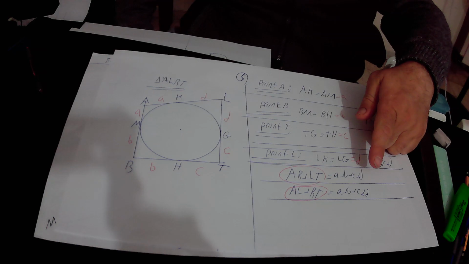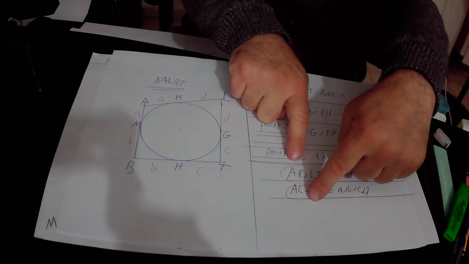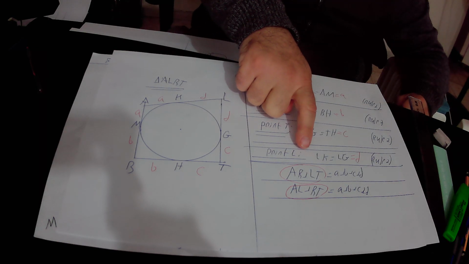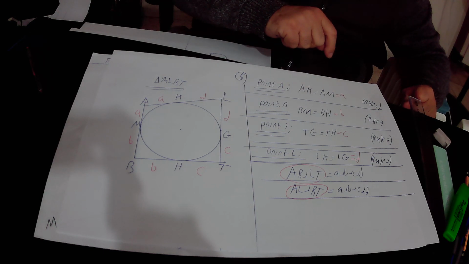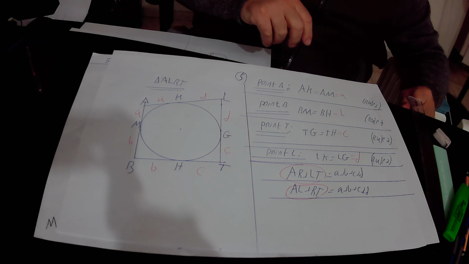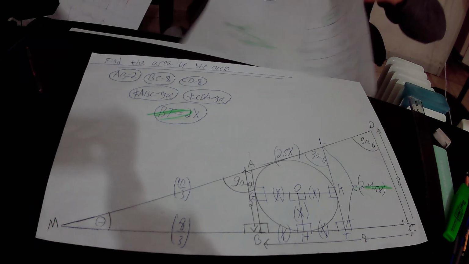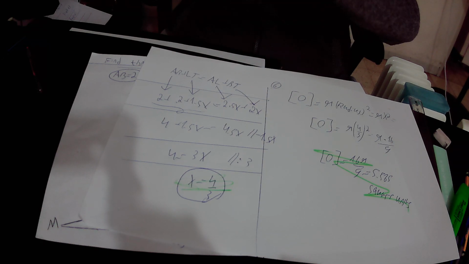So AL plus BT also equals A plus B plus C plus D. So those two expressions are both equal to A plus B plus C plus D, therefore they are equal to each other. So you can write down that AB plus LT equals AL plus BT.